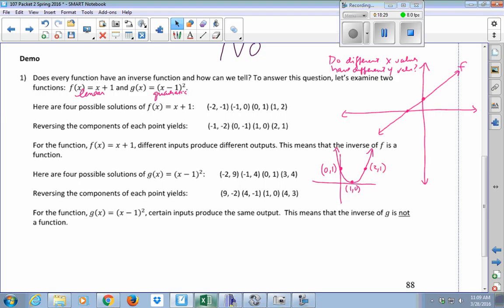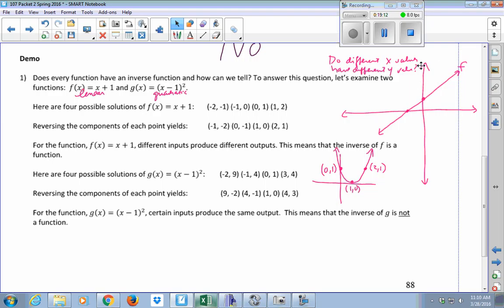So you can already see that I have different inputs bringing me to the same output, which means when I reverse it, I'm going to have the same input giving me 2 different outputs. It won't be a function. All right, so you can see here are 4 solutions to this equation. And then when I reverse the inputs and outputs, notice that 4 brings me to negative 1 and 4 brings me to 3. No go, that's not a function. So for this function, certain inputs produce exactly the same output. So G does not have an inverse that's a function.